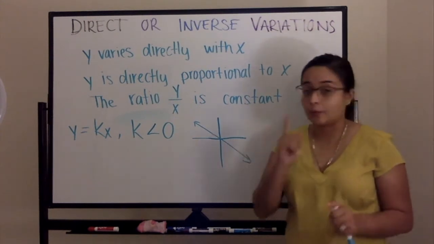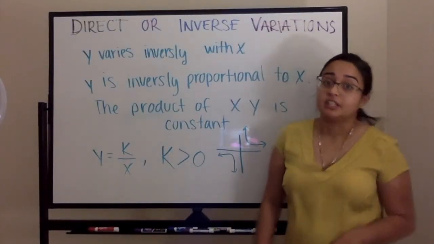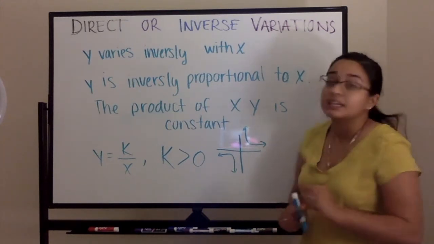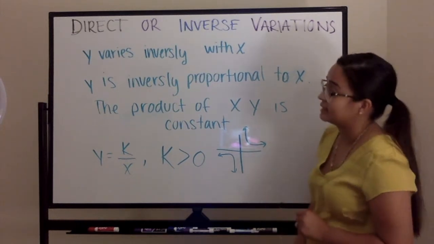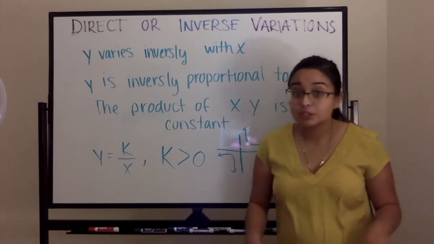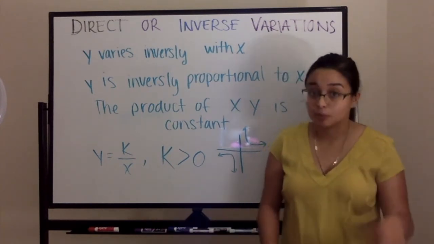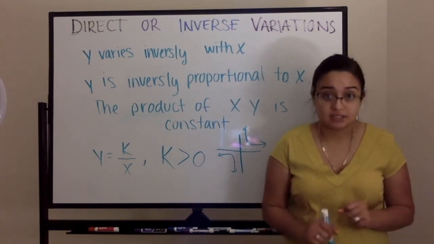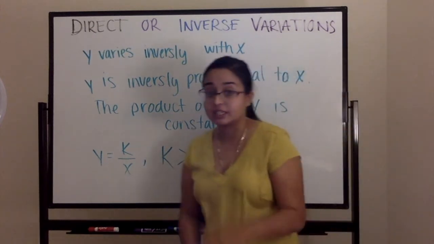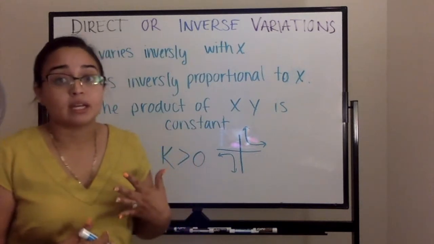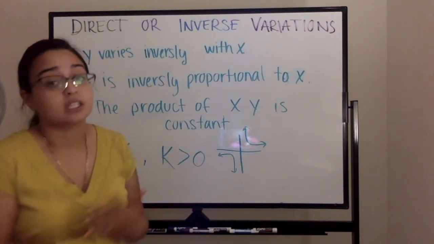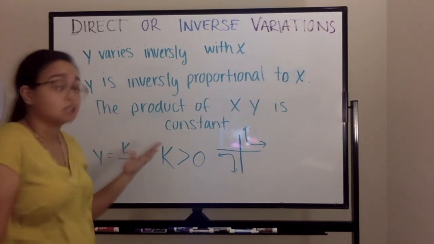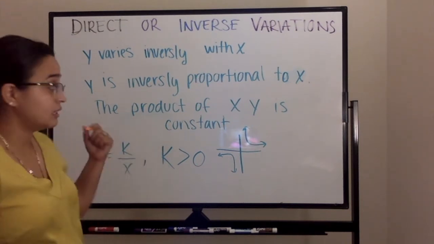And one more thing. Now, inverse variations. We have y varies inversely with x. Y is inversely proportional to x. The product. Now, it's not the ratio. We're not dividing anymore. We are multiplying. Remember, product means multiplication. The product of x and y is constant. Okay? So when it's a ratio that is constant, that is when we're looking at a direct variation. Now, when it is the product, which is multiplication, and it's constant, that is inverse variation.